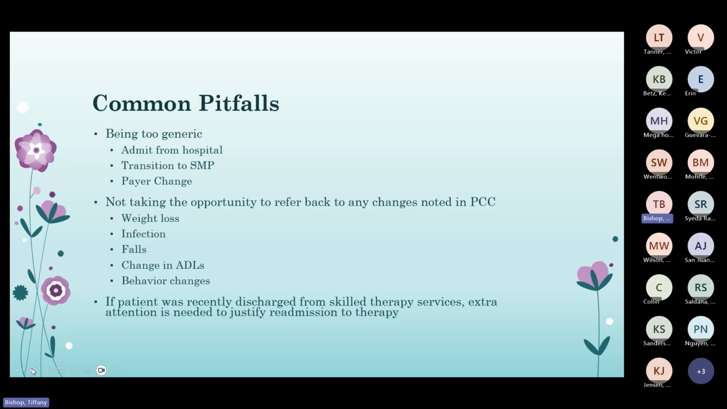Another thing that we see fairly commonly that we really need to avoid is that we're transitioning to skilled maintenance. I think sometimes we get in the habit of thinking that just transitioning those programs is a cause for a new evaluation. Although it may be, we really need to use this opportunity to explain the why. Why are we doing a new evaluation for this patient? Why do they need that skilled maintenance service? The other thing that sometimes we see is we're evaluating due to payer change. Although we do know it's best practice if we have a payer change.